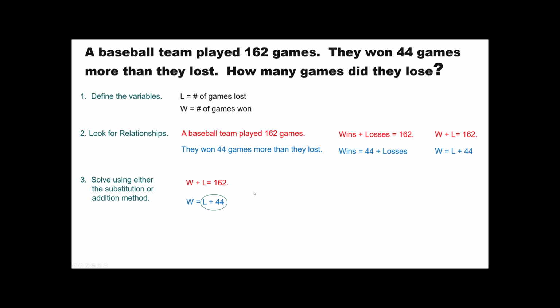So what I'm going to do is take this L plus 44 and substitute it into the first equation instead of the w. Since it has the same value, it's not going to change the truth of the equation. So notice I've taken that red equation, replaced the w with the L plus 44, and now I have a new equation. We like this new equation because this is a single variable equation, which is very easy for us to solve. I can use my commutative and associative properties to rearrange and then use my distributive property to combine my L's. I get 2L plus 44 equals 162.